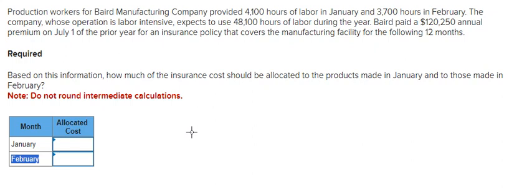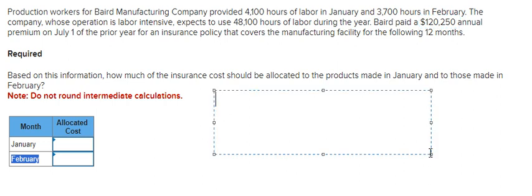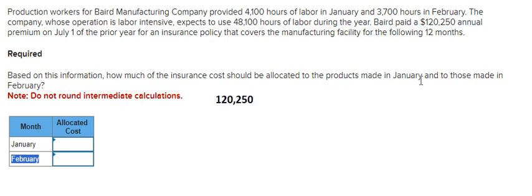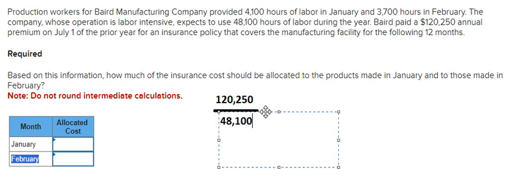So today I will show you how to find the value of January and February. So in here we know that the annual premium of insurance, that is about this one in here. So we need to divide by the total hours in here. So this one we need to find the rate.